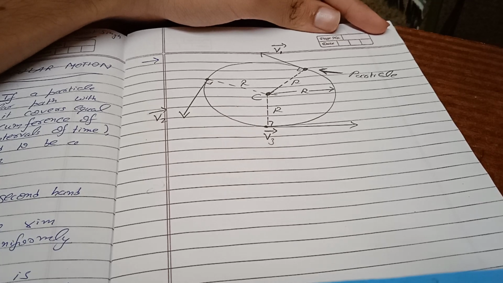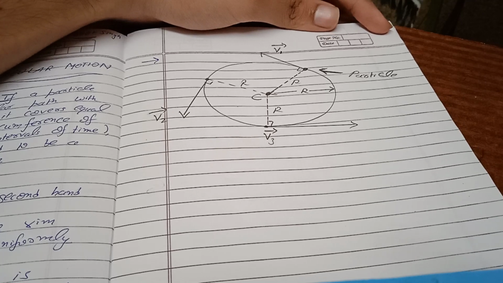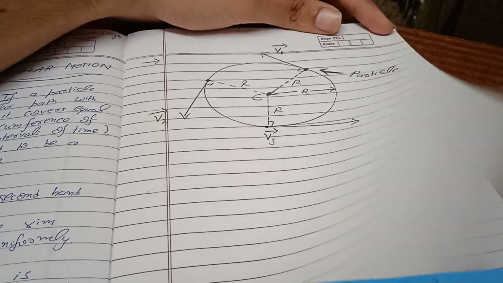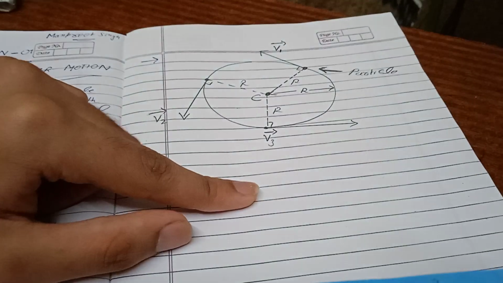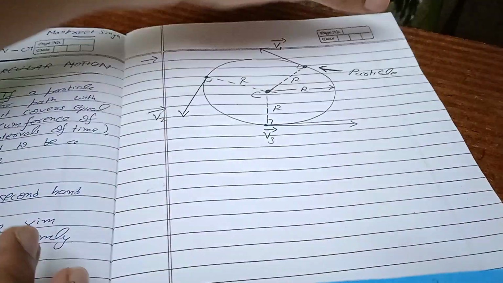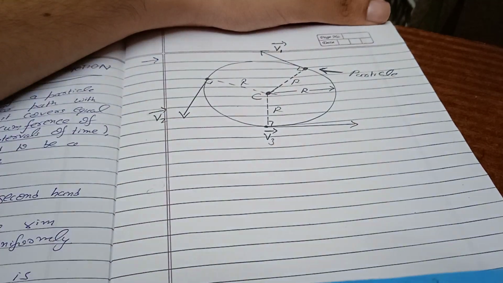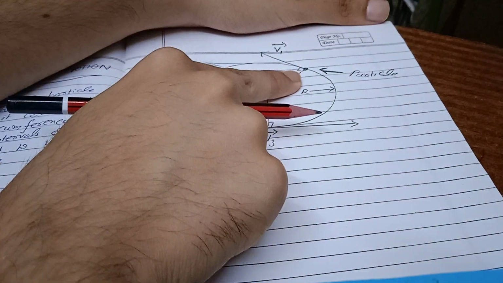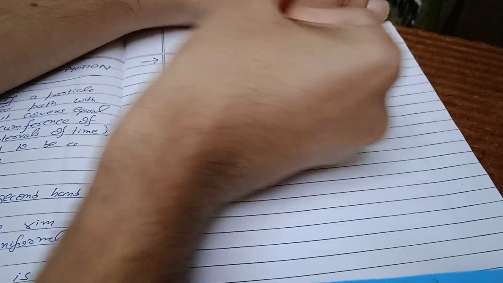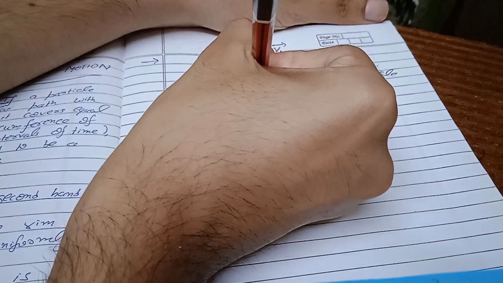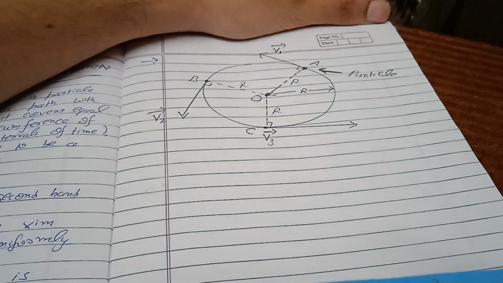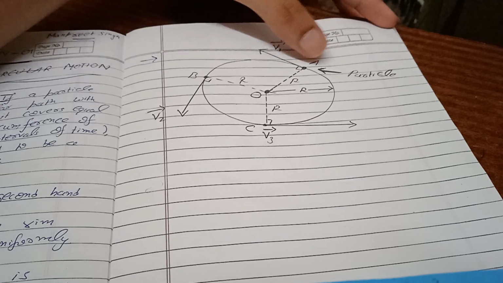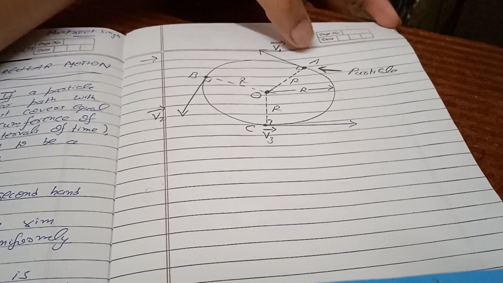So here in this case you will understand why uniform circular motion is a uniformly accelerated motion as well. So why it is so, let's see. First of all you can see that here, this is the velocity vector at this point. Let's name this point as point A, point B, and let's assume point O is the center, and this is point C. So at point A, the velocity vector is towards this side, tangential to it.